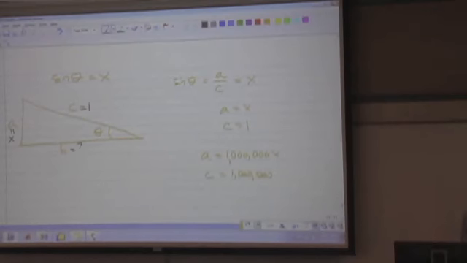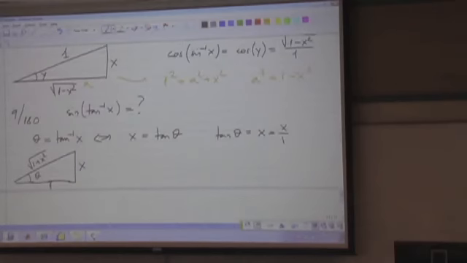So now what is B? Well, C squared is equal to A squared plus B squared. So 1 squared is equal to x squared plus B squared. I need to figure out what B is. So B squared is 1 minus x squared. So B is the square root of 1 minus x squared. Right? Okay. So now if we come back to the top one to finish it off, can you tell me what sine of tangent inverse of x is?